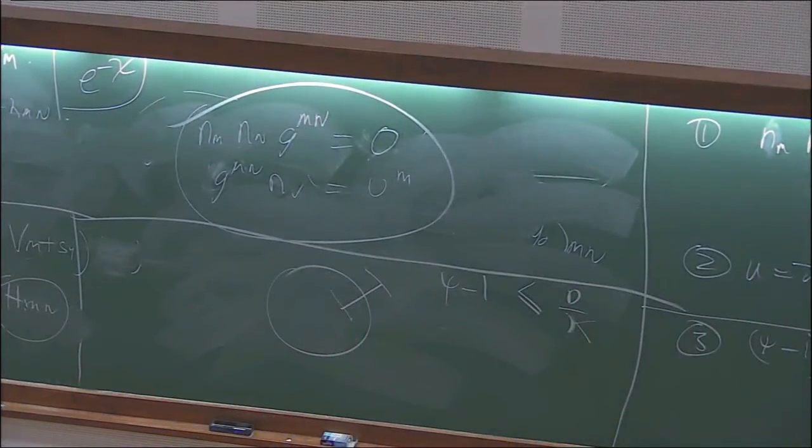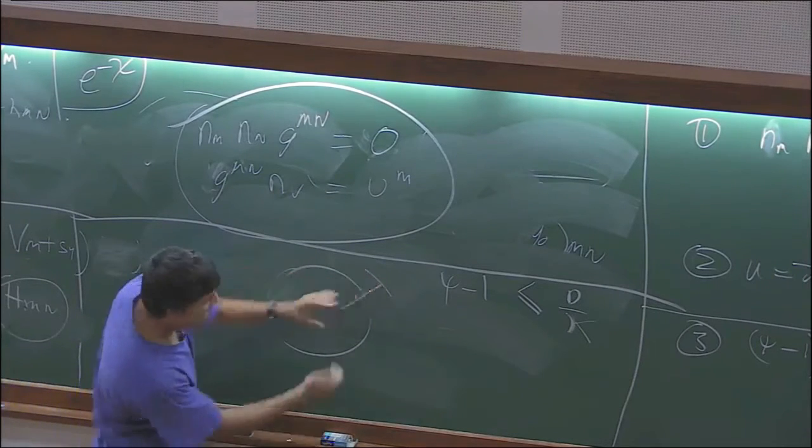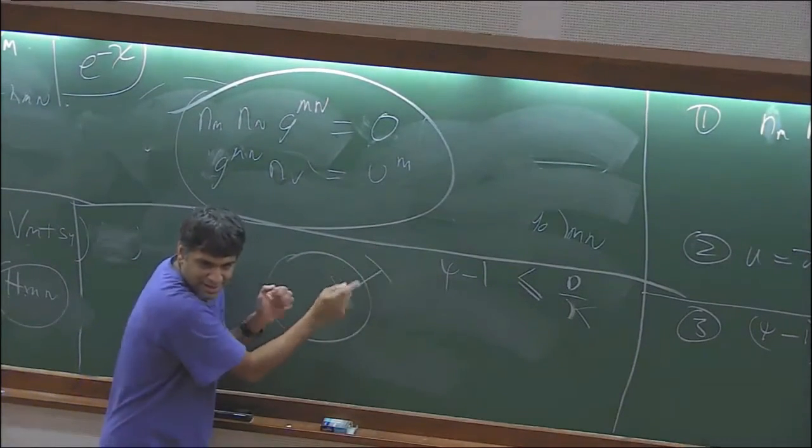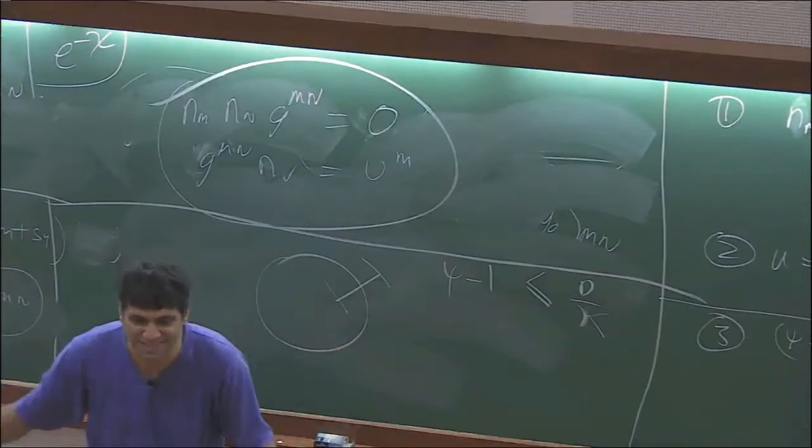D by kappa is a fancy way of saying the local radius of the black hole that makes up the event horizon at that point. So it's telling you that the solution that you get is valid up to distances normal, small compared to the curvature of the surface. It is very sensible.